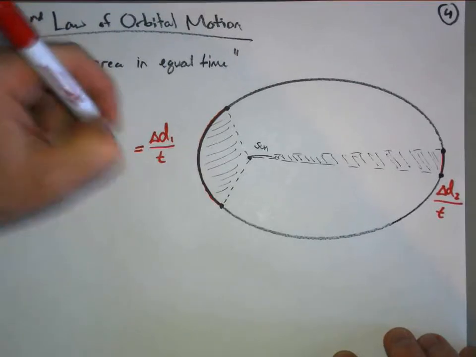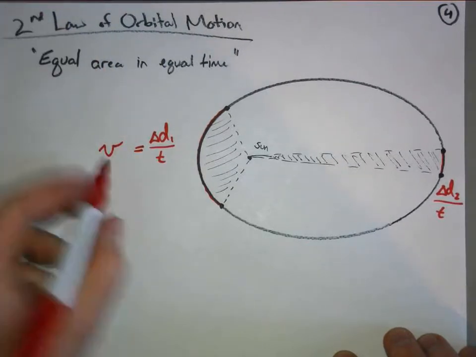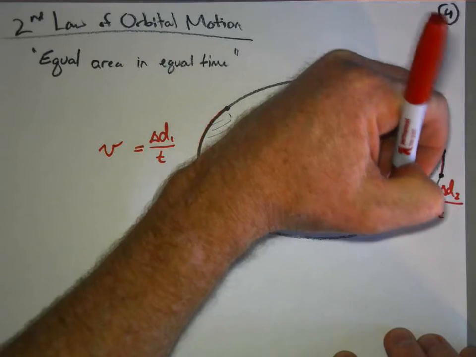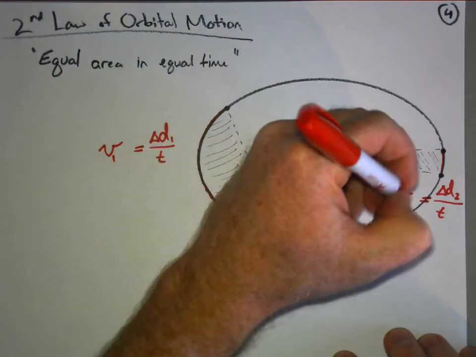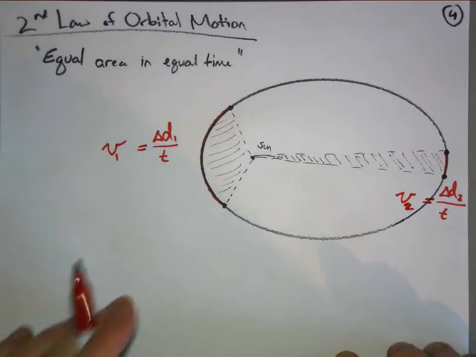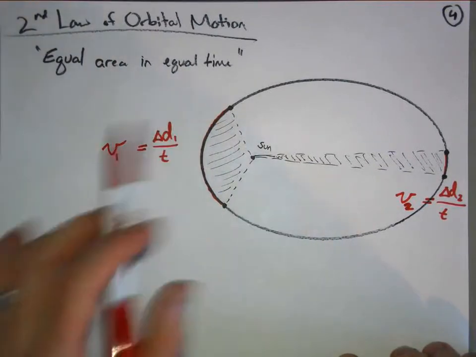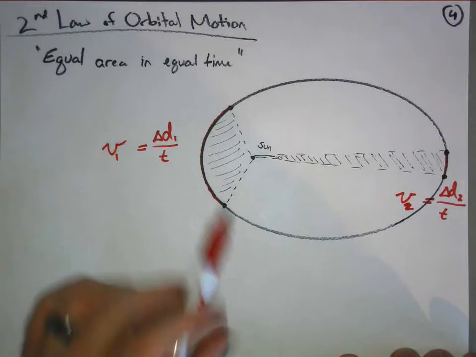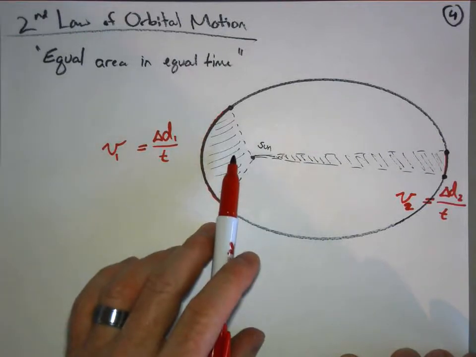Well, the speed of the planet must be changing, right? Speed of the planet in area 1 versus area 2. So here's the deal. Here's the brilliance of the second law of orbital motion. Equal area in equal time, yes, that's an easy way to remember this.